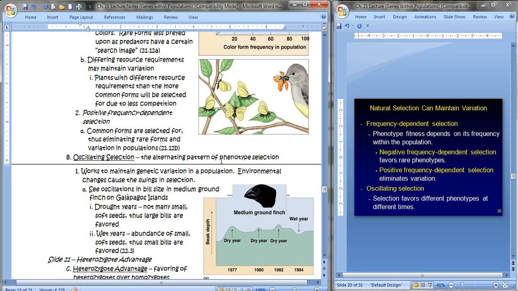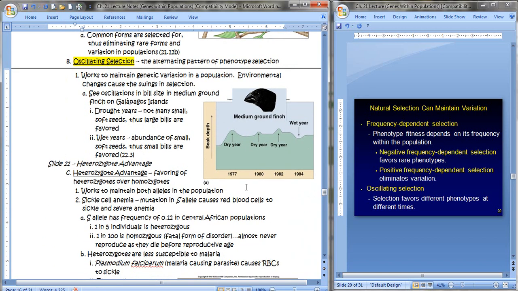The next pattern of natural selection is called oscillating selection. Now, oscillating selection is basically exactly what it sounds like, where we have an alternating pattern of phenotype selection, and this is going to work to maintain genetic variation in a population. And environmental changes can cause these swings in selection. And a really cool example is about some ground finches, the medium ground finch on the Galapagos Islands.